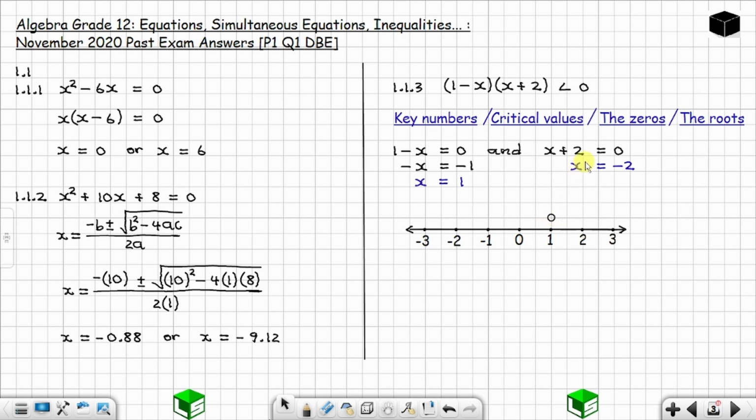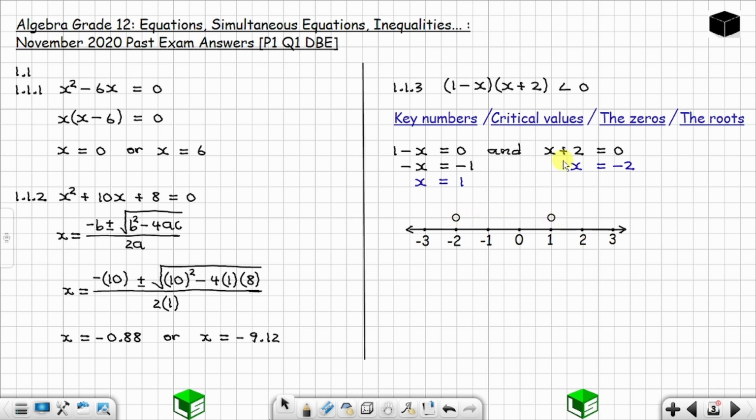But since you don't have an equal sign, you're going to have an open circle. And you do the same. You locate this key number on the number line. So x is equal to -2. There is -2. So you have an open circle there, not a closed circle, because there is no equal sign there. Sometimes you might have less than or equal to, or greater than or equal to, but you only have less than. There is no equal sign. This is why you must have an open circle.